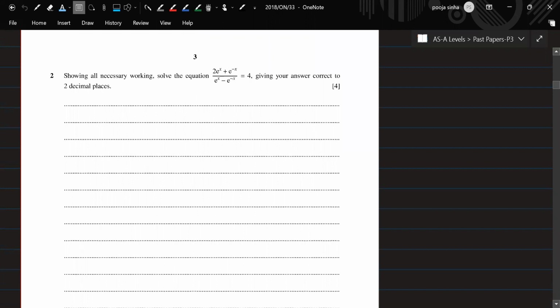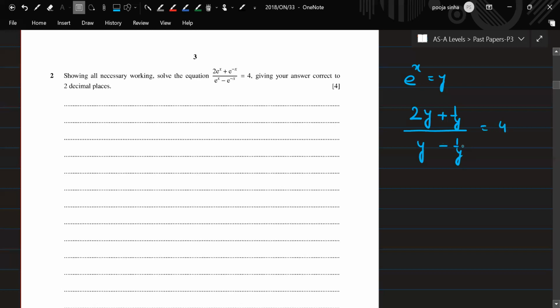इसको कैसे करोगे इस वाले को? This one. I don't know. Looks a little difficult. Okay. What if I take e raised to power x as y? Okay. So what will you get? e raised to power 2x, e raised to 2 into e raised to power x will become y, 2y plus 1 upon y. And this one, e raised to power x will become again y, minus 1 upon y.